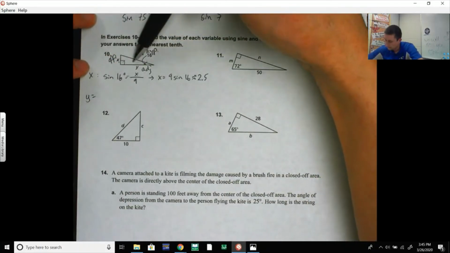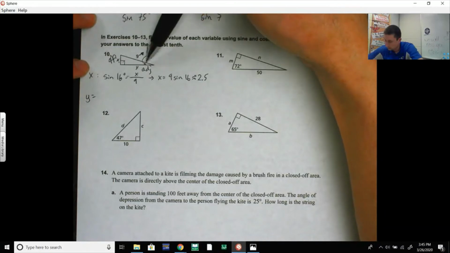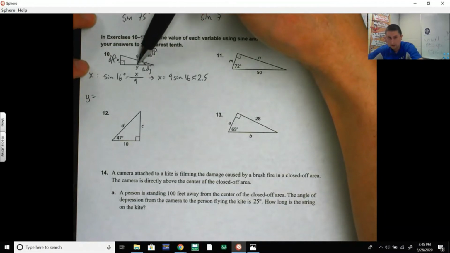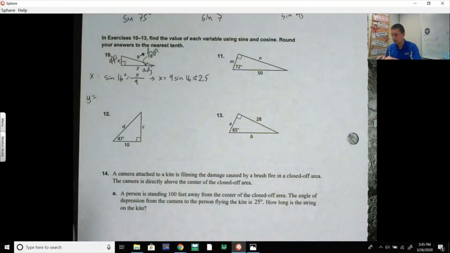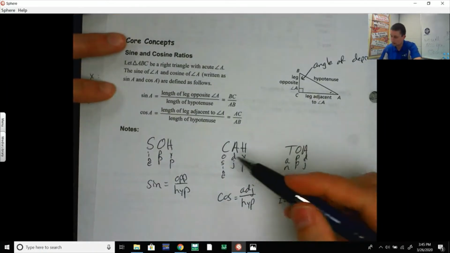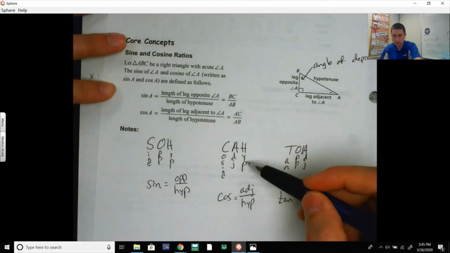So the y is the adjacent. So I'm looking for the adjacent. I have the hypotenuse, so which one uses adjacent and hypotenuse? Well, that's the cosine: adjacent over hypotenuse.